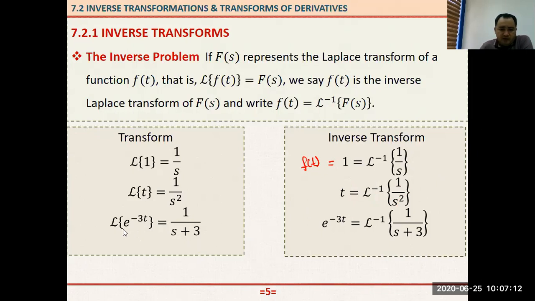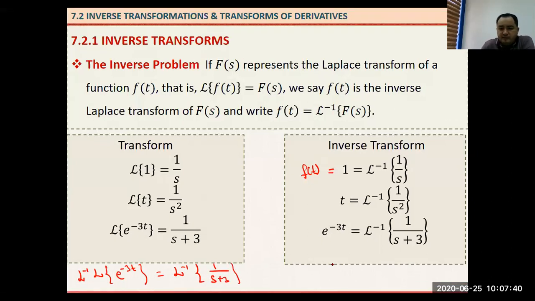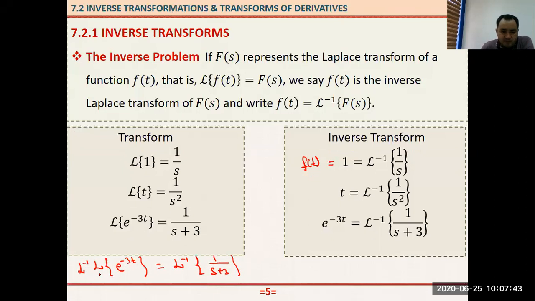Also here we have the Laplace transform of e to the power negative 3t, for example, which is equal to 1 over s plus 3. If we apply the inverse of the Laplace here, we have e to the power minus 3t equal to the inverse Laplace of 1 over s plus 3. They are like inverses of each other: take the Laplace transform and its inverse, they cancel, and only e to the power negative 3t is left on the left-hand side, and on the right-hand side we have this.